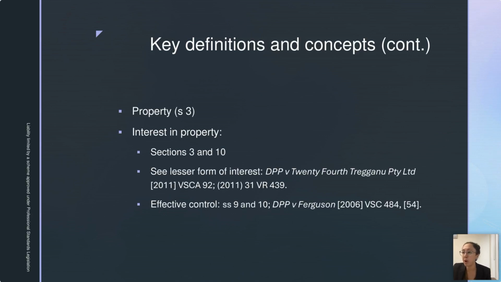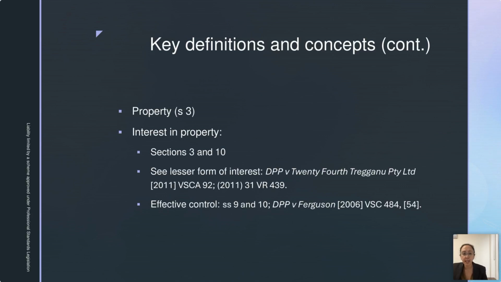So interest in property also has a very broad definition. Sorry, I'm moving back a bit, all over the place. Apologies. Property is defined in Section 3 as meaning real or personal property of every description, whether situated within or outside of Victoria, and whether tangible or intangible, and includes any interest in any such real or personal property.